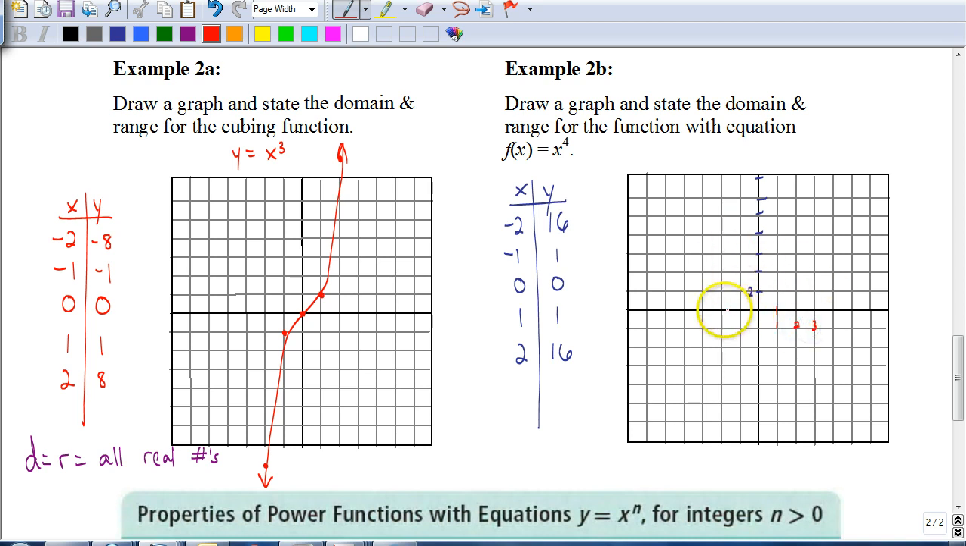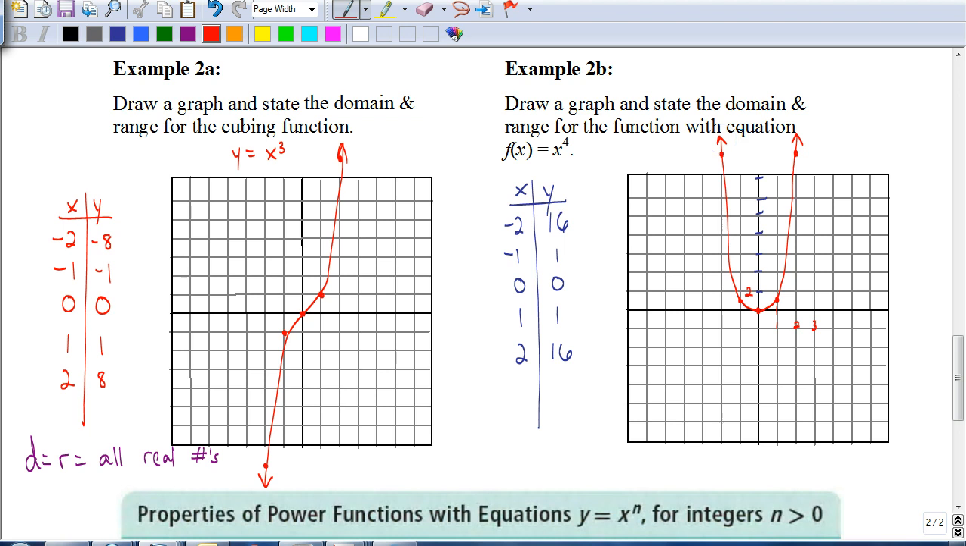Okay, so negative 2, positive 16. 2, 4, 6, 8, 10, 12, 14, 16. We said it would be up here. Negative 1, 1. Zero, zero. 1, 1, and 2, 16. So when I connect these, notice how it kind of looks like a parabola.